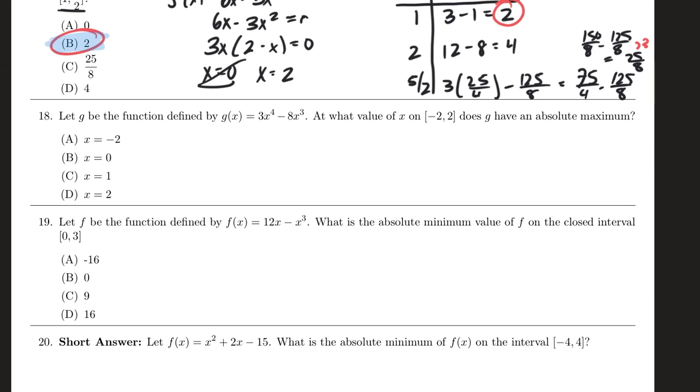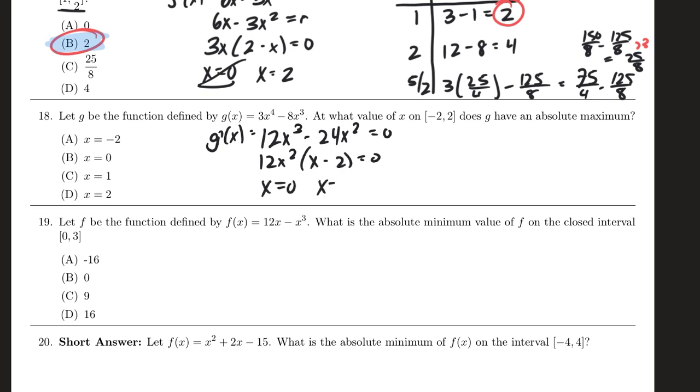All right, so all these questions are going to be the same. We're trying to find the absolute max. g prime of x is 12x cubed minus 24x squared. We want that to be 0, so here I'm going to factor out 12x squared. And that's going to be behind an x minus 2. Now, again, I get 0 and 2.